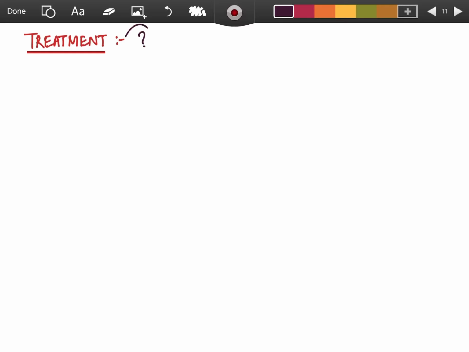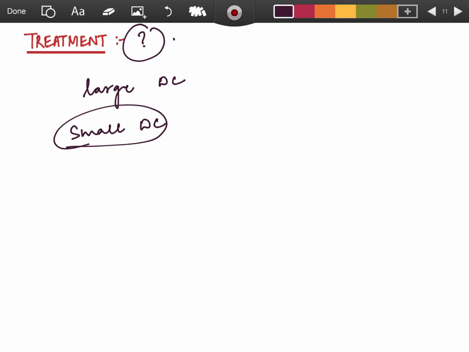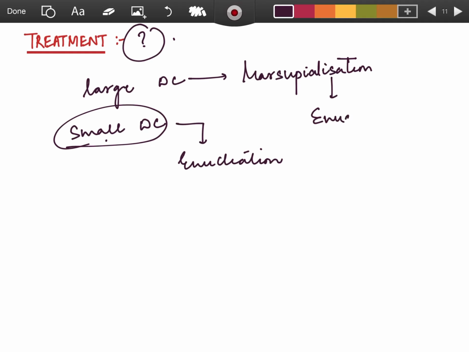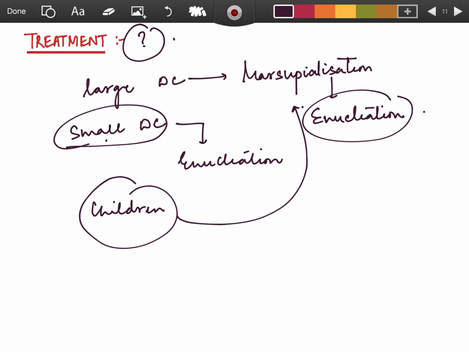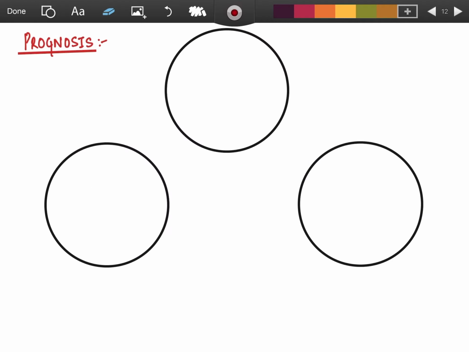Treatment basically depends upon the size and the age of the patient. So we have a small dentigerous cyst and a large one. For the small one, we will go for enucleation of the dentigerous cyst. For the large one, we have to go for marsupialization followed by enucleation. These are separate topics. In children, we will treat the dentigerous cyst by marsupialization followed by enucleation.